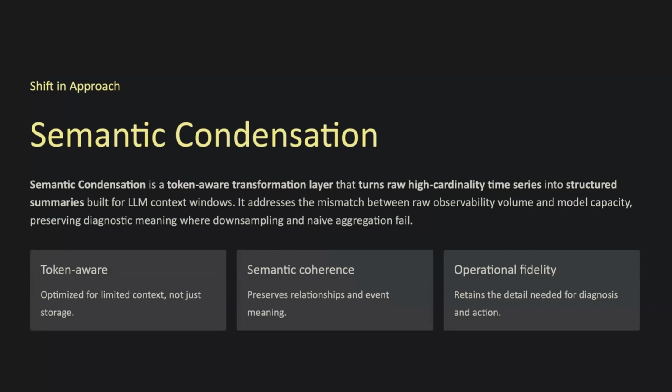So what this gives you is a bunch of things. One is token awareness. The actual important data set is being optimized in a way that interesting signals are surfaced easily, and they are limited to the context window of the LLM. Second, semantic coherence. This condensation is done in a way where we are able to preserve the signals and also the relationship between the signals. So all of this is not done in isolation, but in correlation with other signals which are available in the data set. And finally, operational fidelity. It retains just enough detail to pinpoint the root cause of the issue.